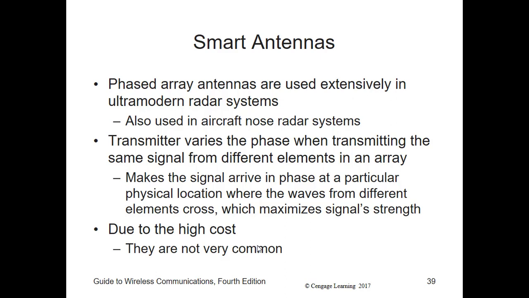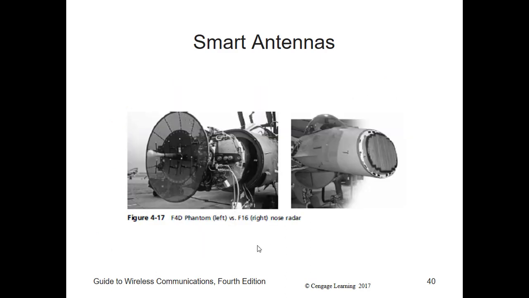For example, you may have noticed that newer warships have far fewer rotating radar antennas than the older warships do. Phased array antennas are also used in aircraft nose radar systems as seen here, because there are no moving parts to wear out or break. This also makes these antennas a lot more reliable and long-lasting. So this in turn helps to justify the higher cost of the smart electronics in these antennas.